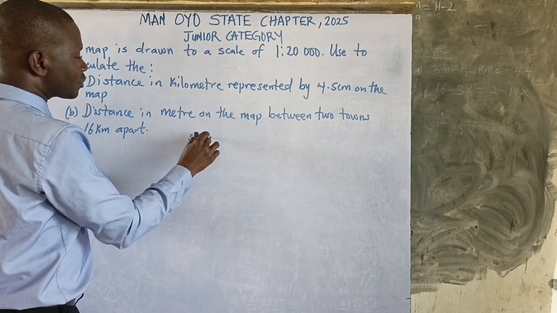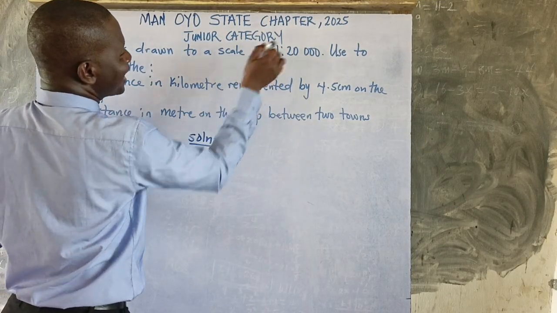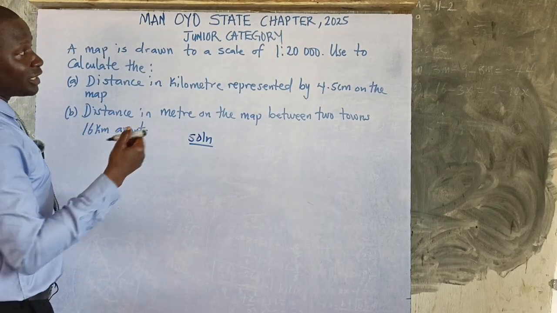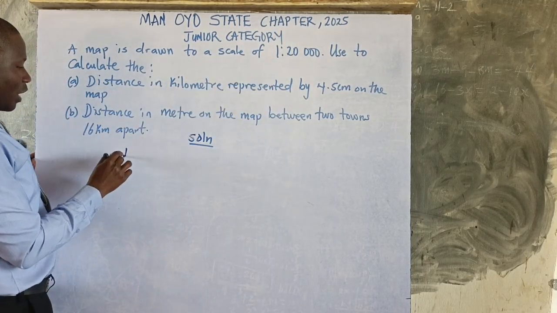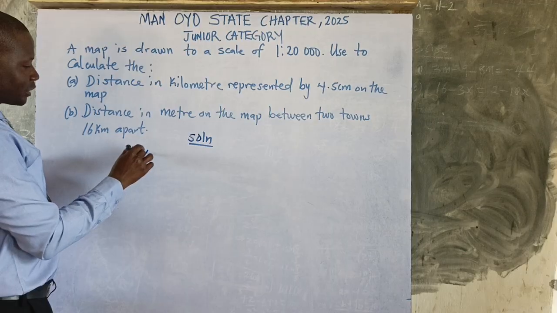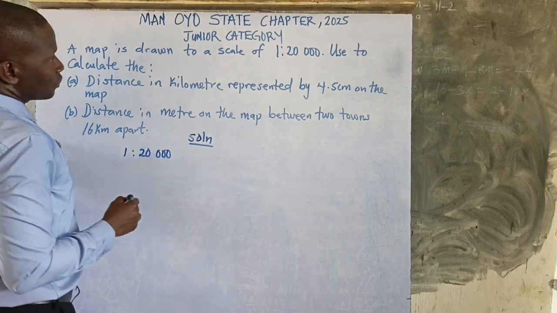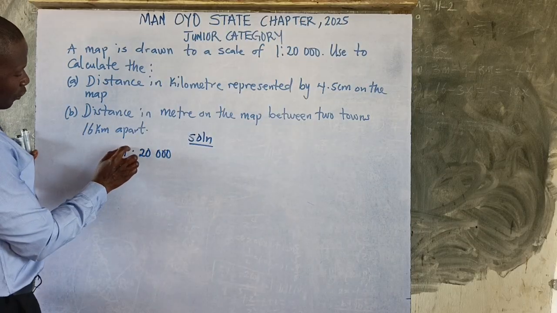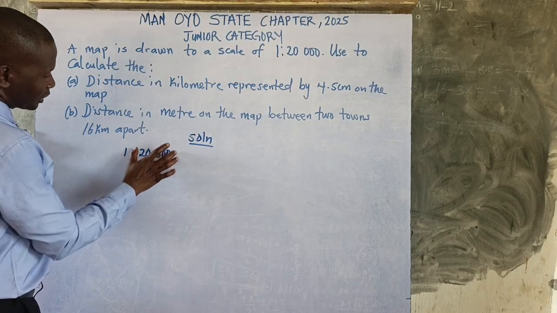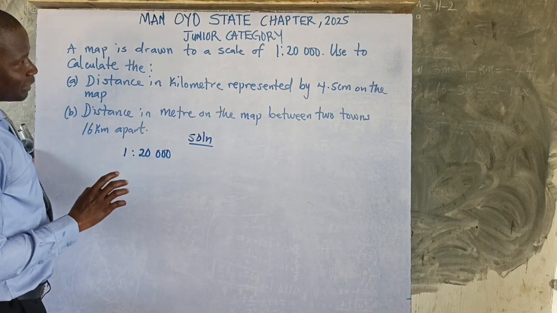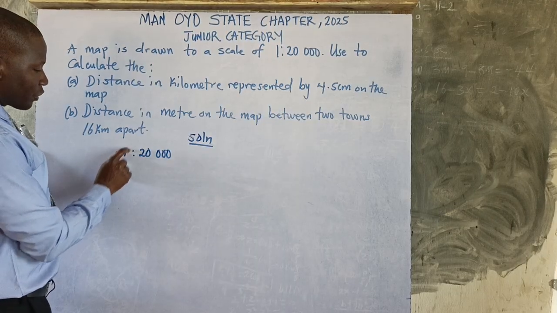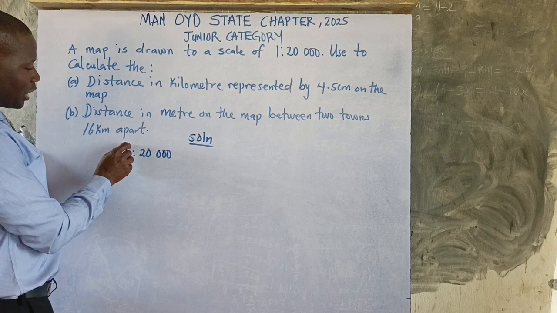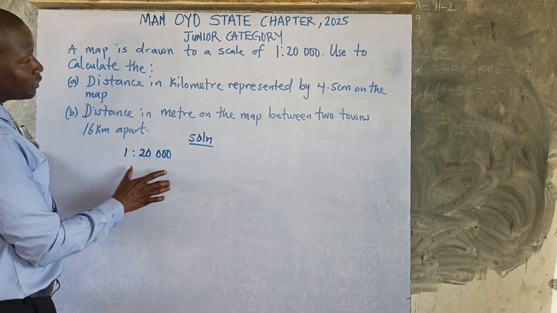Now, before we can solve this particular question, we must understand what this information represents. We have 1:20,000. This implies that 1 on the drawing equals 20,000 on the ground. So 1 on the drawing, that is on the map, equals 20,000 on the ground. This is the scale, and this is the real value.